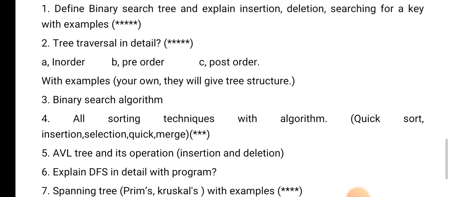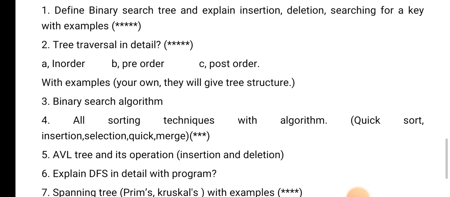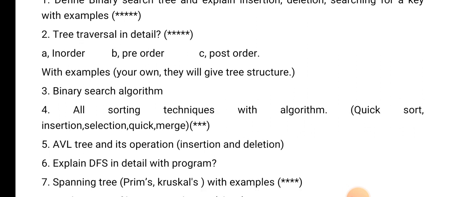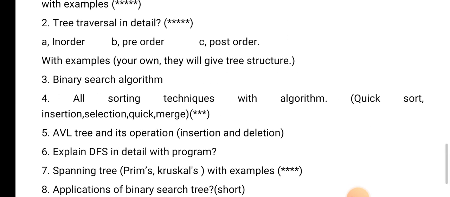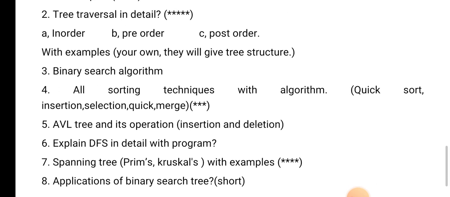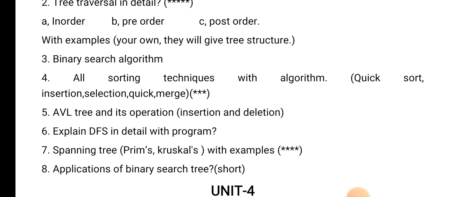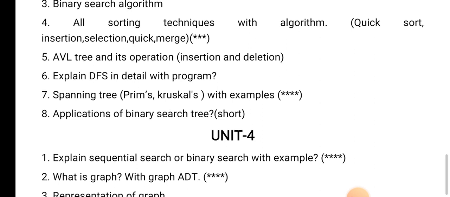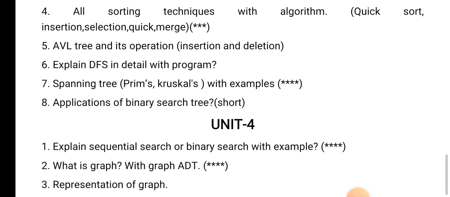Some of the questions I actually misplaced. Some questions which belong in Unit 4, one or two questions, I have typed by mistake in Unit 3. Just please try to rearrange these questions. And explain DFS in detail with a program, spanning tree, Prim's with example, applications of binary search tree, short answer. So when it comes to the 4th unit, sequential search or binary search, one compulsory question you will get.